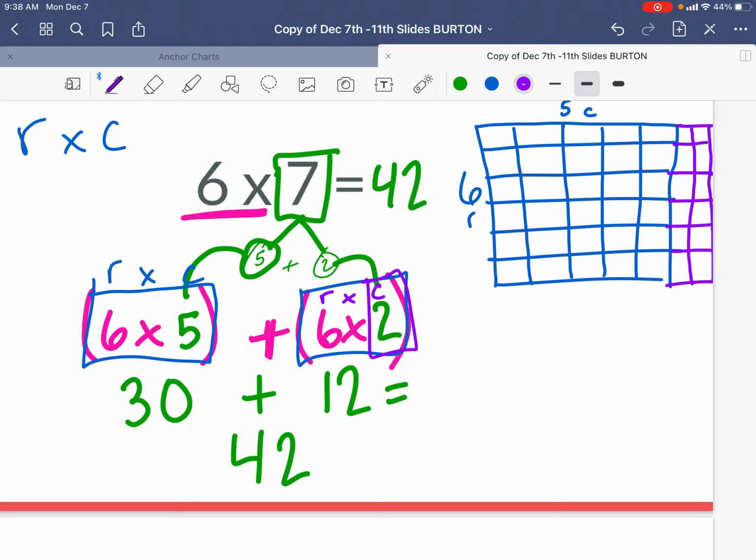All right, sorry guys, that was a little tricky. So now I have 2 more columns and the 6 rows stayed the same. Okay, so if you look, this is a 6 times 5. This is a 6 times 2. Okay, boys and girls? All right, so there is your array.